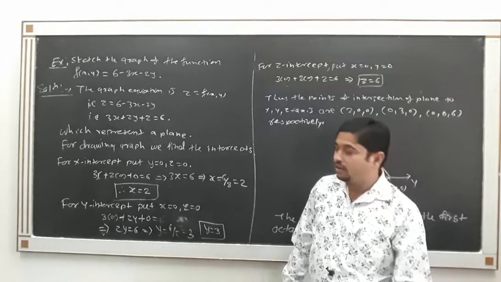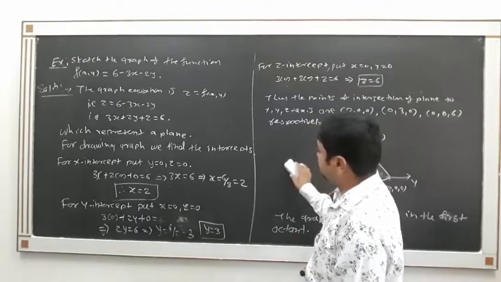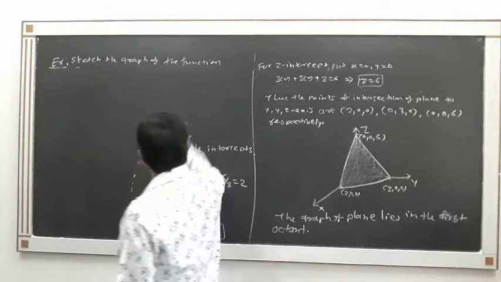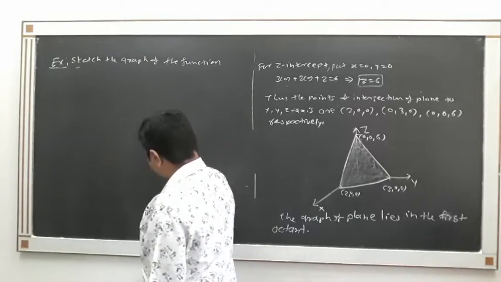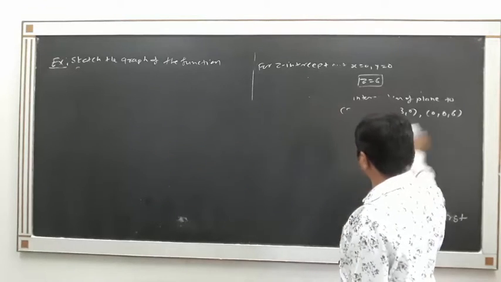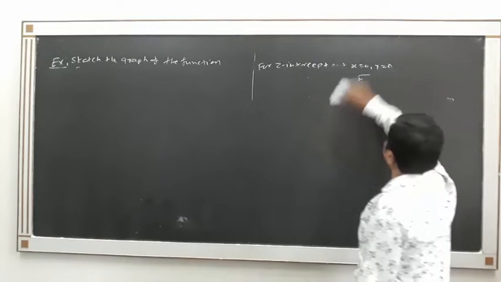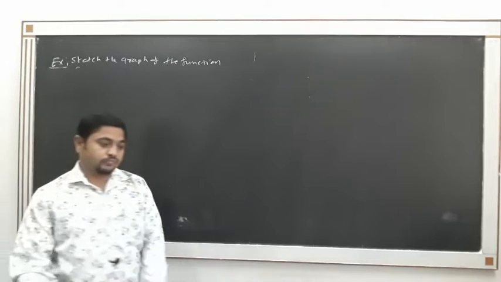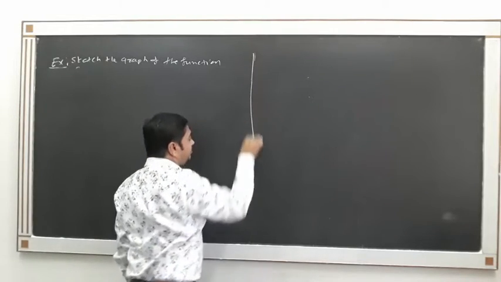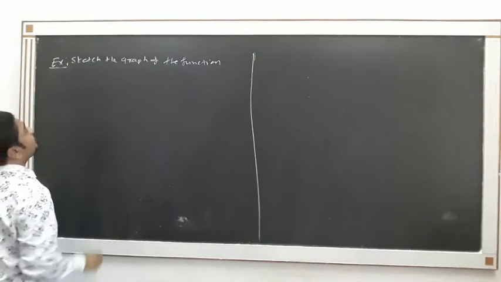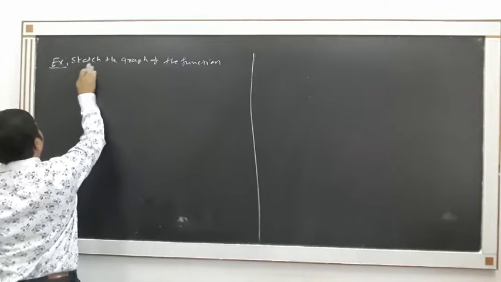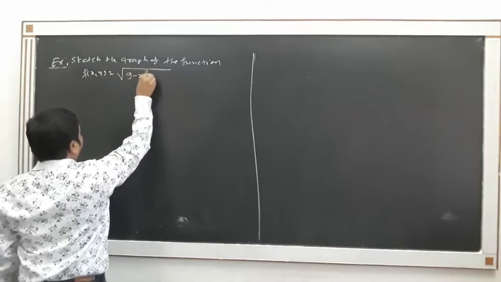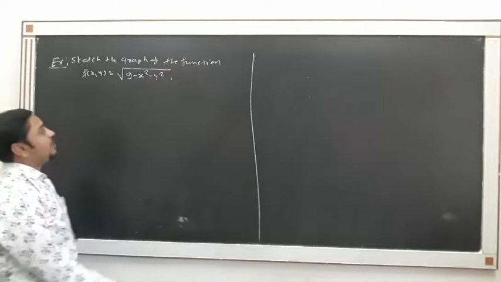Similarly, we can take one more example. A similar question is there. So we will go for the next example. Sketch the graph of the function f of xy is equal to square root of 9 minus x square minus y square.